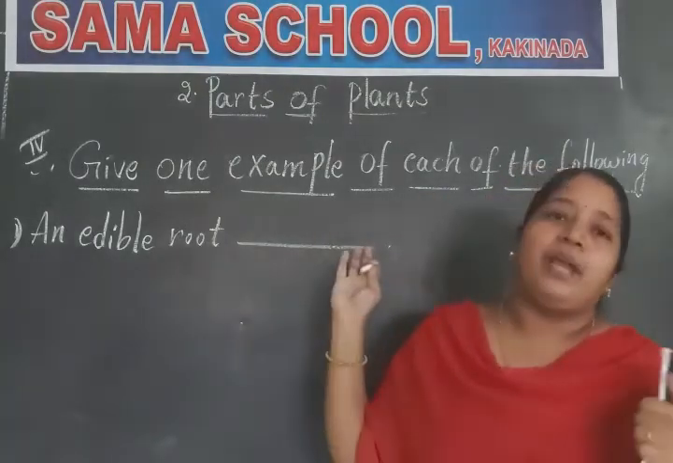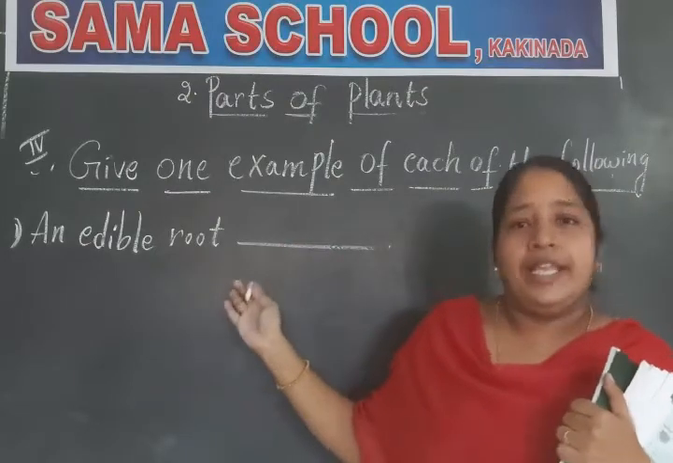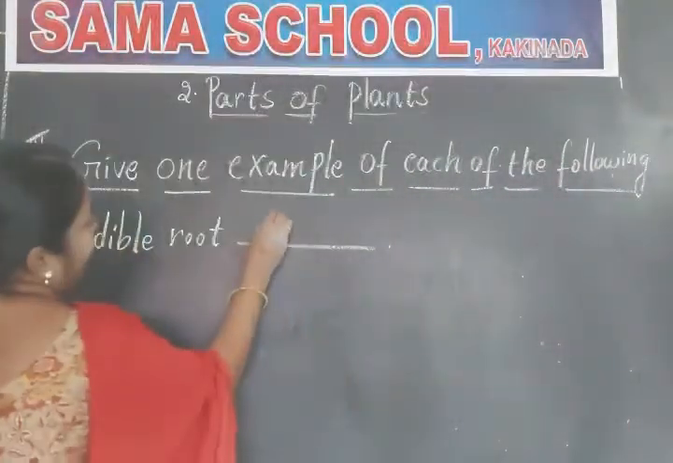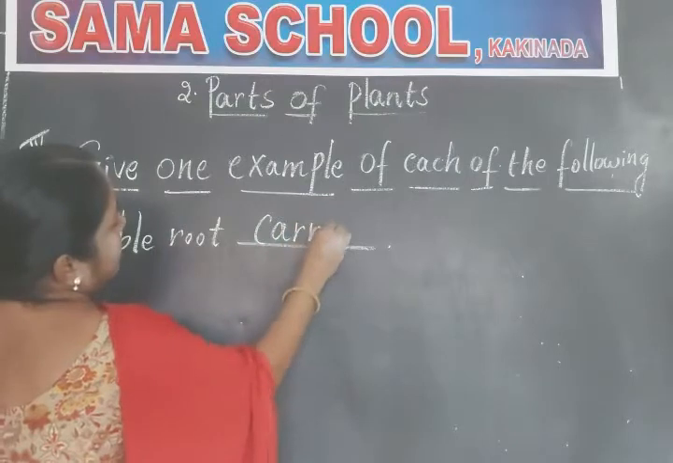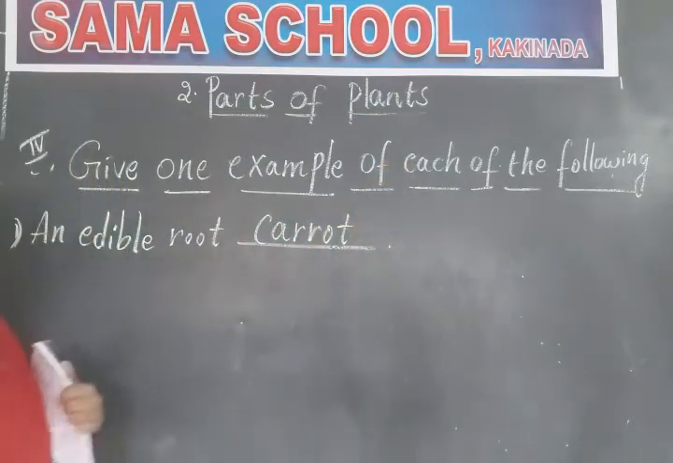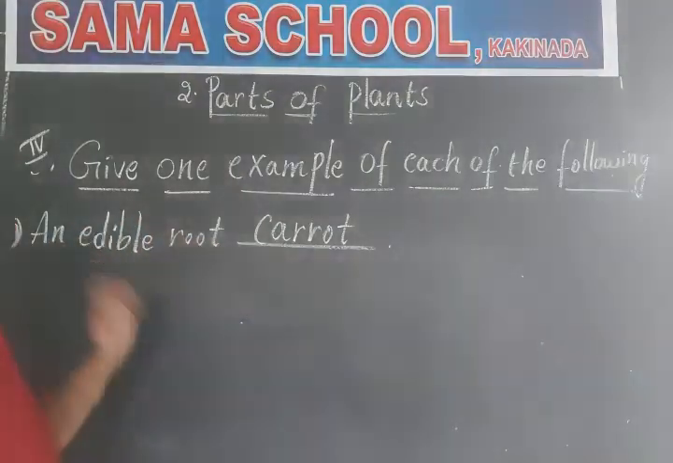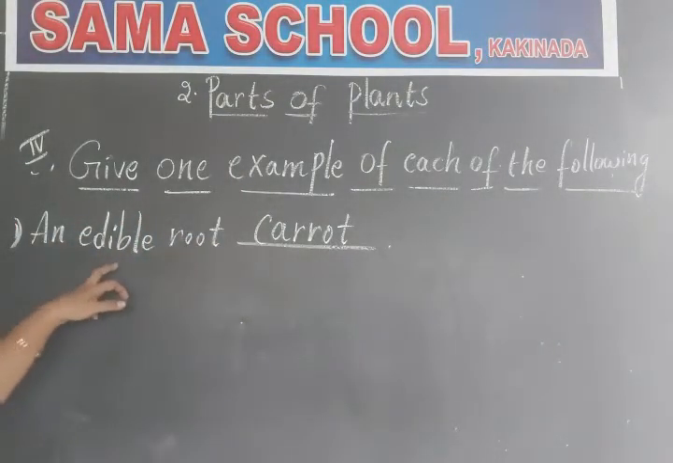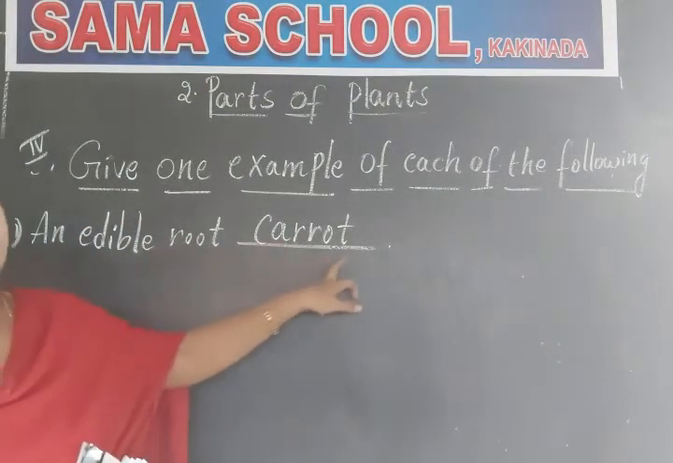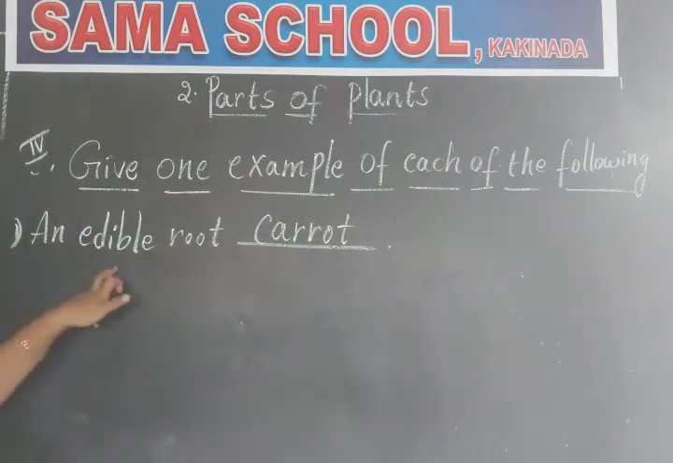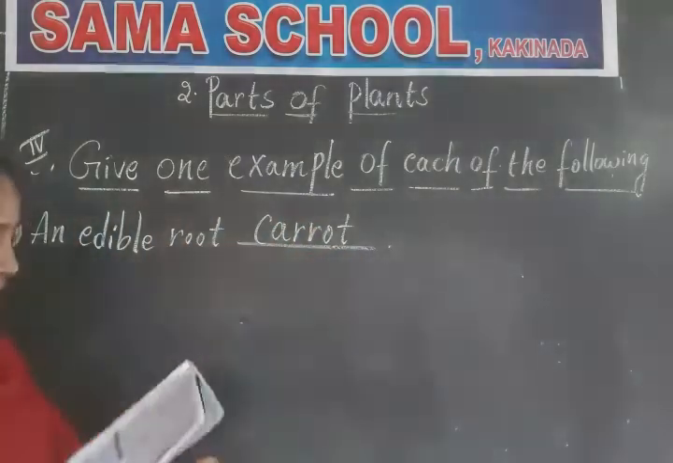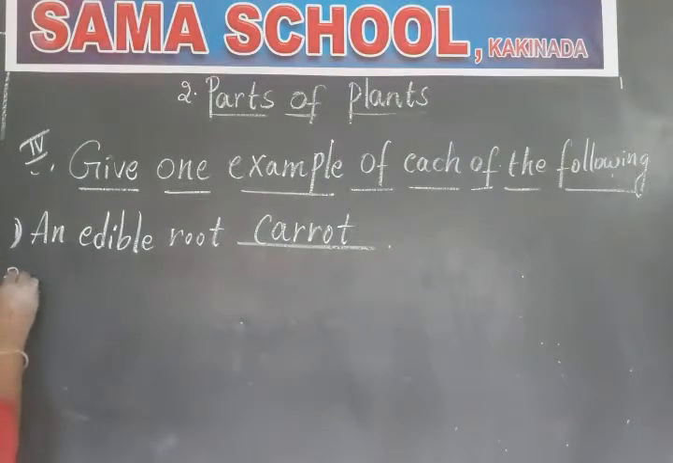Give an example of a plant that stores food in the roots. Yes, carrot, beetroot, radish. These are a few examples of roots that store food. Clear, children? So an edible root, that is carrot. Let's move to the next one.